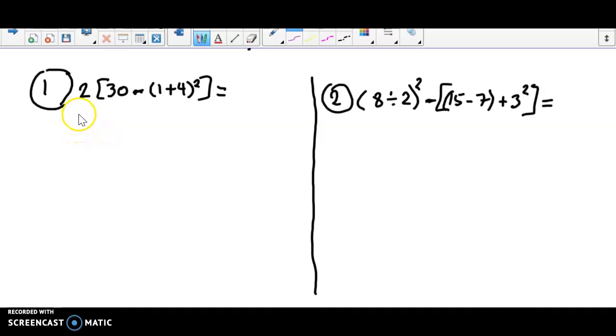Again, bear with me as I'm using some kind of new equipment here, new technology. So this is supposed to be a 2. There we go.